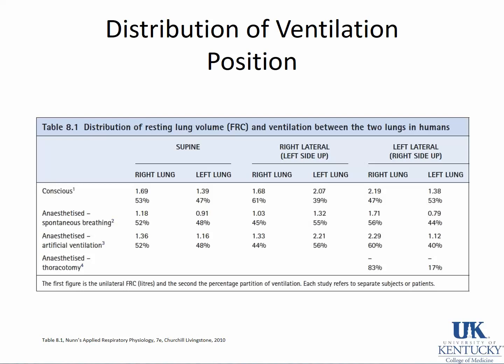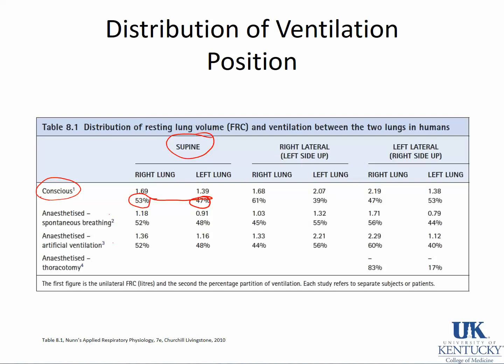This table shows the concept even in the lateral position. So what you see is that in a patient who's conscious and breathing spontaneously, the distribution of ventilation between the right lung and the left lung is essentially 50-50, and that occurs with a patient breathing spontaneously. Again, this is in the supine position, with a patient breathing spontaneously, anesthetized, or with positive pressure ventilation.